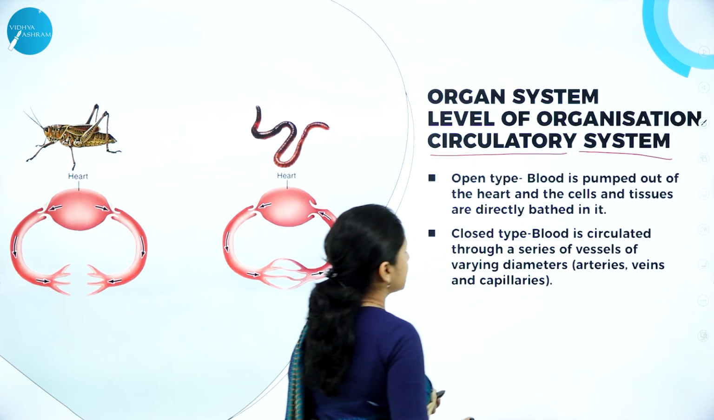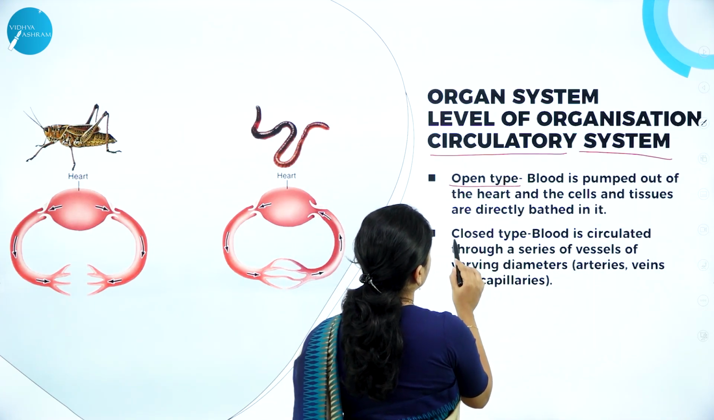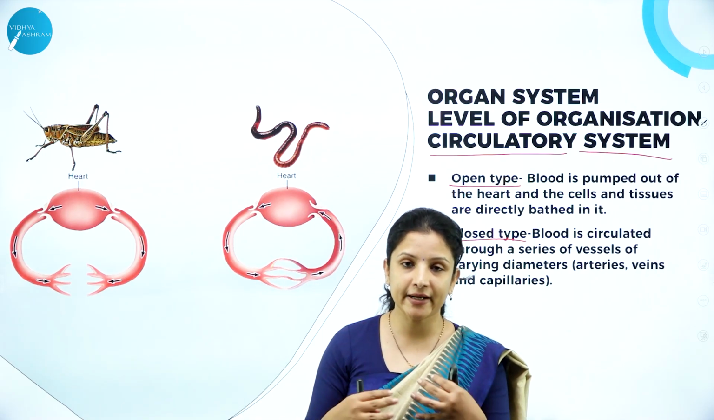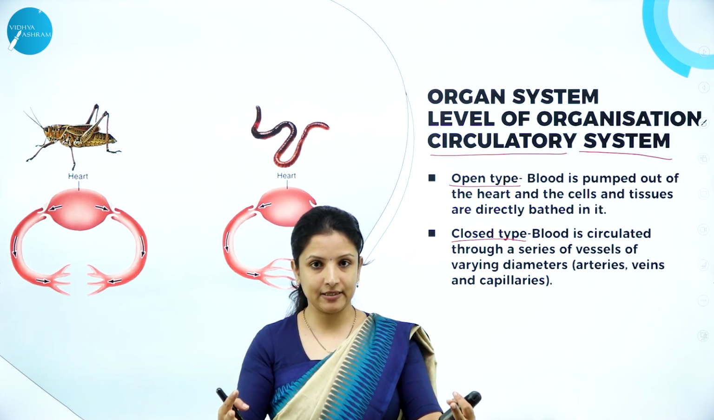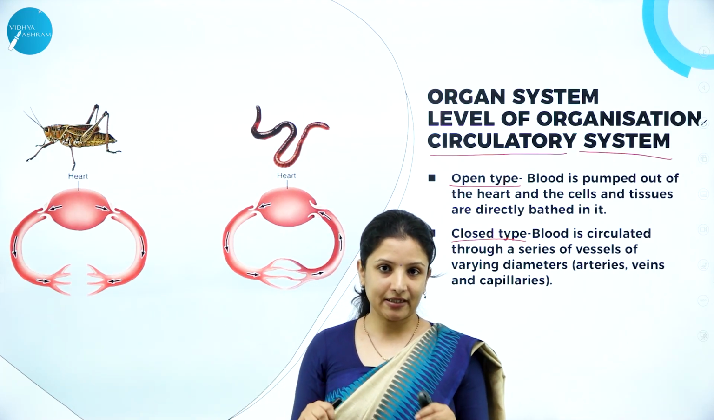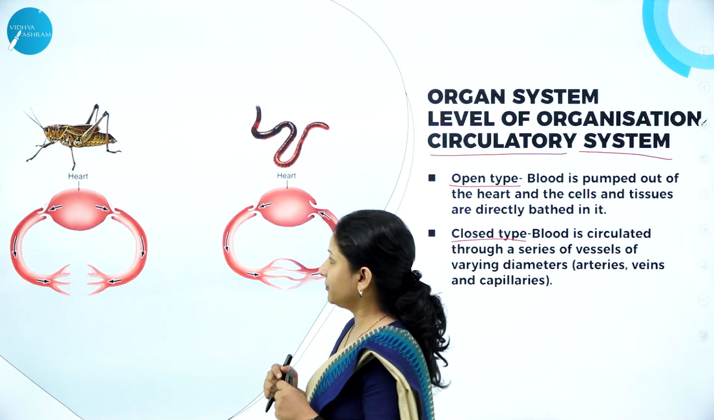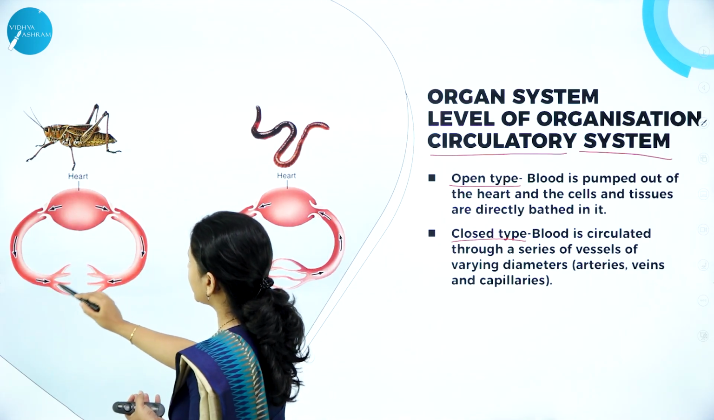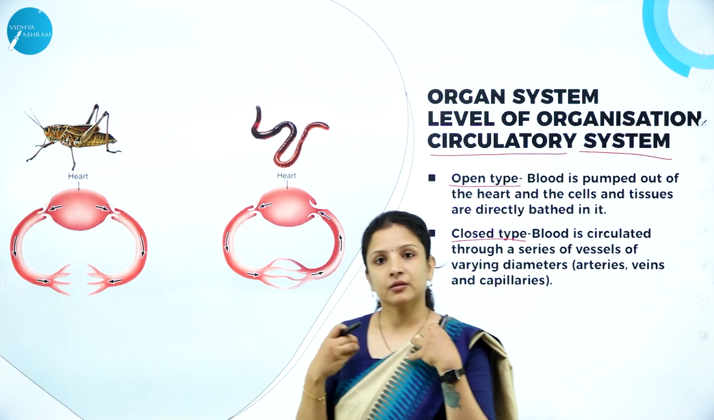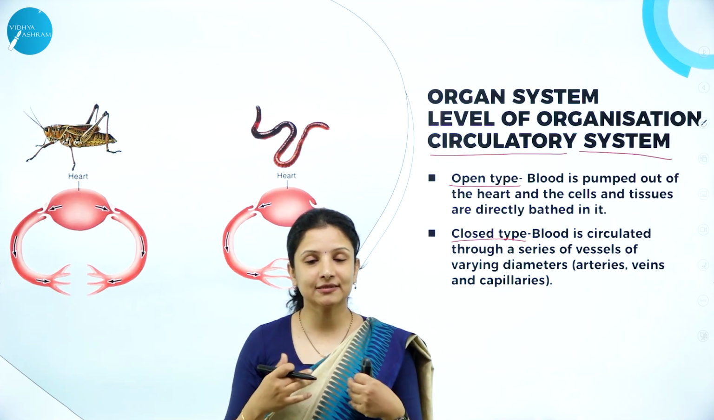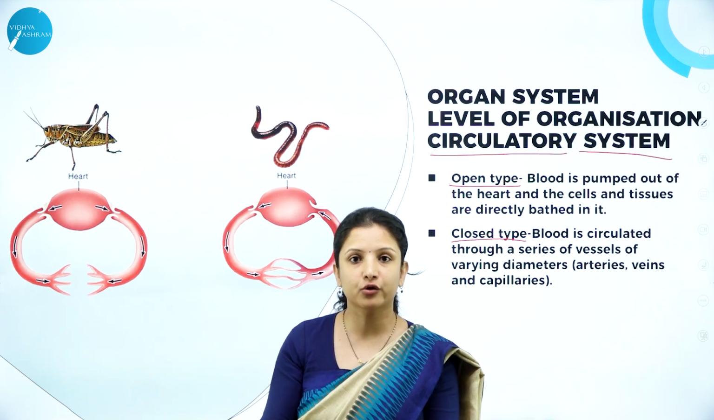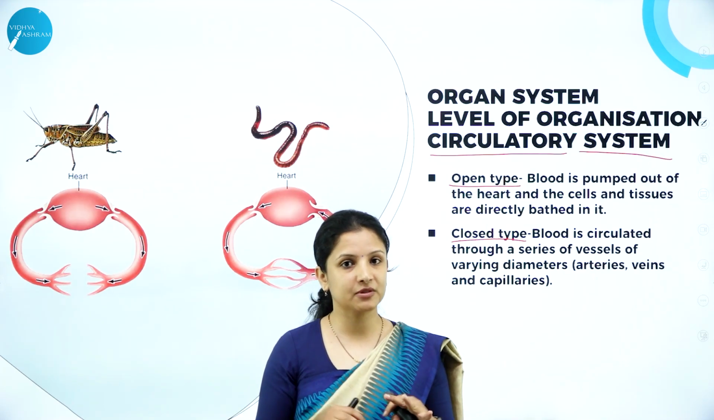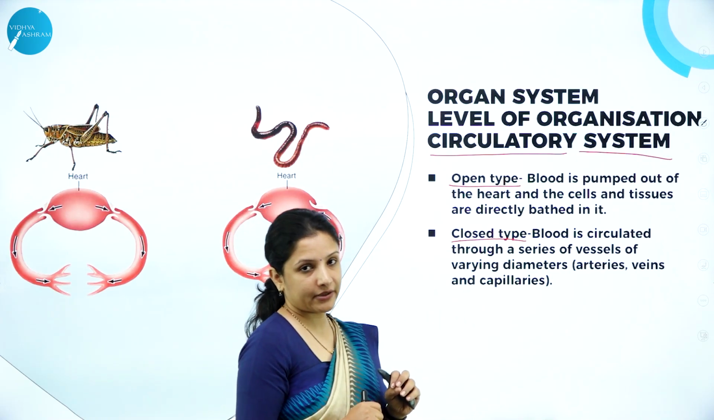So in the circulatory system, there are two types again here, open type and closed type. Open type circulatory system means the blood is pumped out of the heart directly, and all the organs that are there are bathed in that particular blood. So here the heart actually pumps out the blood directly, and whatever organs are there, they will get the blood. It is just like throwing a bucket of water on a group of plants. All the plants will get wet, right? Same way here, this concept is nothing but the open type circulatory system.